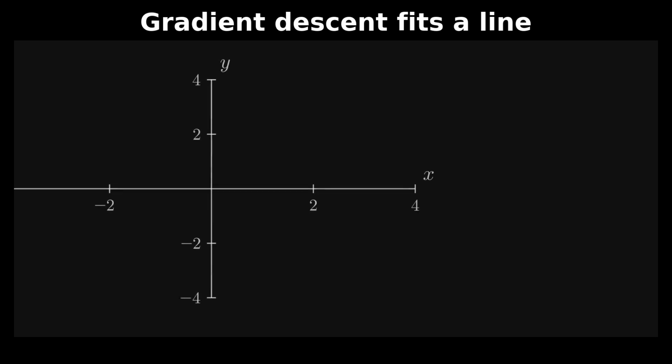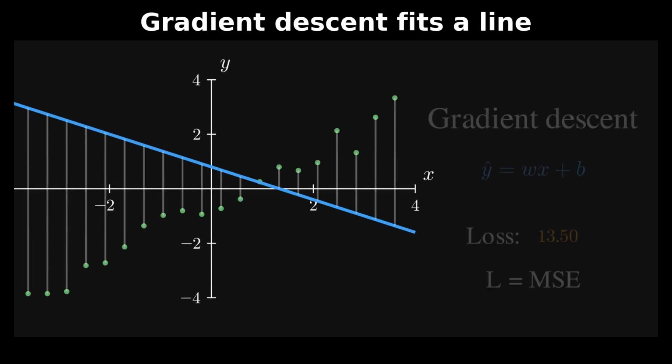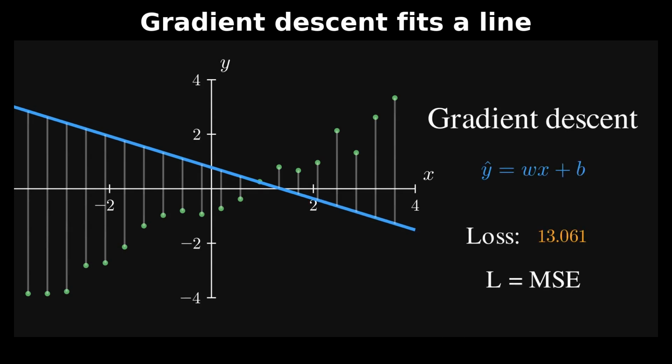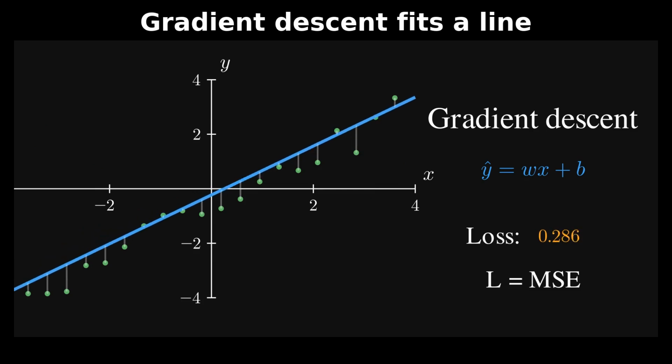Now connect this to machine learning. Take linear regression. Predict y from x using a line with slope and intercept. The loss is the average squared error between predictions and data. Gradient descent adjusts slope and intercept to reduce that error, which you can see as the line rotating and shifting to better fit the points.